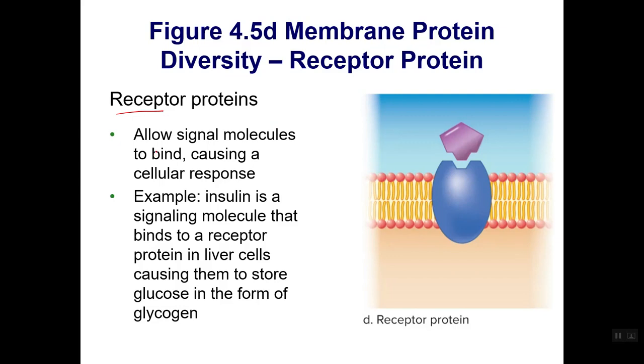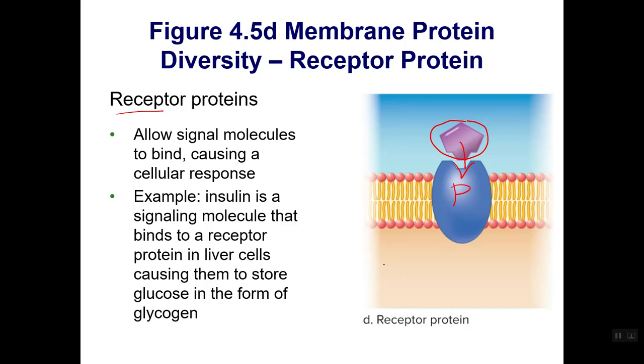Next are receptor proteins. So receptor proteins involve signaling molecules. So in this case, this would be the signaling molecule. This would be the protein. And the signaling molecule will bind to the protein. You can see that it has a particular shape that fits the protein receptor site. Receptor, it's receiving it, it's receptive. And so again, once the signaling molecule is bound to the protein, it will cause a cellular response.